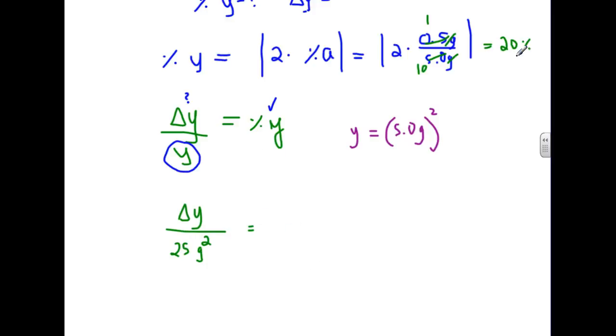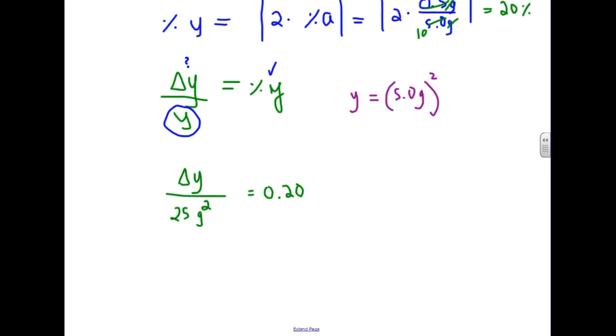Equals the percent uncertainty, and I'm going to convert to 0.20, and I'm not going to put times 100%. I'm not going to do this because I've already converted from the percentage to a decimal. So that's what I prefer to do personally. You solve for delta y, and what do you get? Well, this is 1/5. So 1/5 of 25 is plus or minus 5. So the uncertainty in y is plus or minus 5 grams squared.